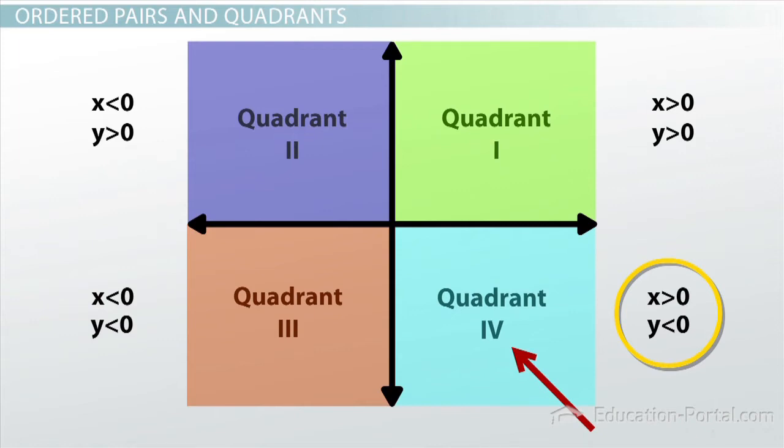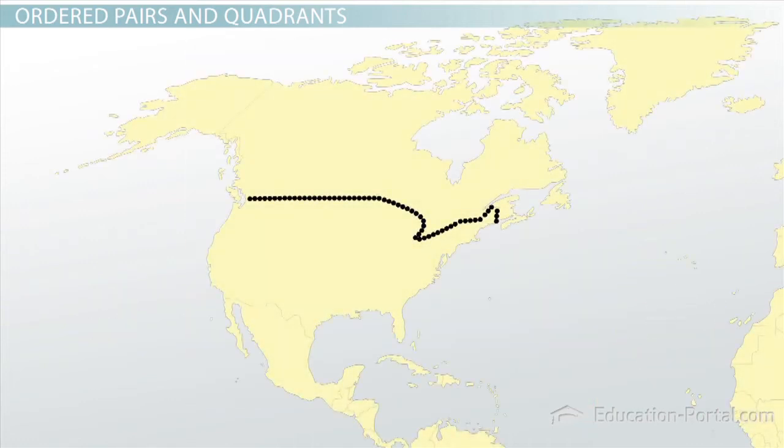Now, usually we want to plot lines and curves and not just single points. So imagine the conflicts with Canada if we could only plot a few points to represent our border.